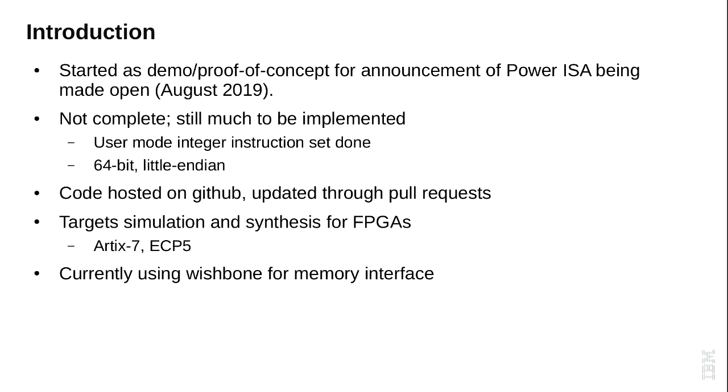As Anton said, it's all open source, hosted on GitHub, and uses the GitHub methodology of pull requests, so you have a clone of the repository on GitHub, you push your changes to your clone, and then you do a pull request for Anton, and he in his wisdom decides to pull or not. As he said, we're mostly targeting simulation and FPGAs, and we're using Wishbone for the memory interface. Wishbone is pretty simple. It's just based on using multiplexers rather than a tri-state bus like we might have used in the old days.